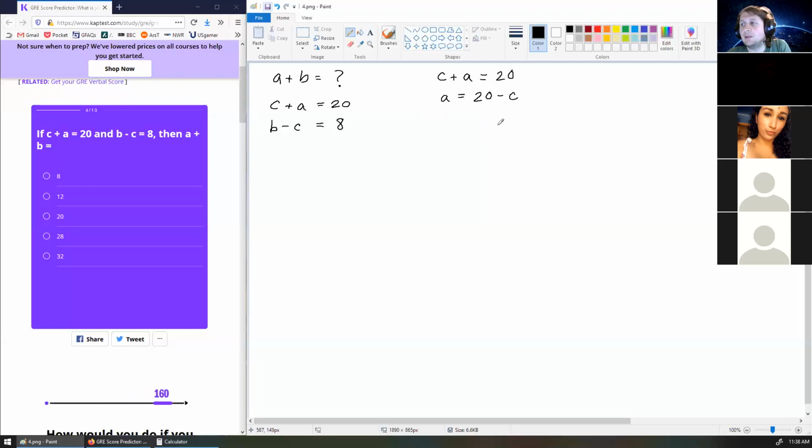We can also get the value of another variable here too, right? If we subtract A instead of C, we can get the value of C if we wanted to. So we have those if we need them. We can do the same thing with the other equation, right?